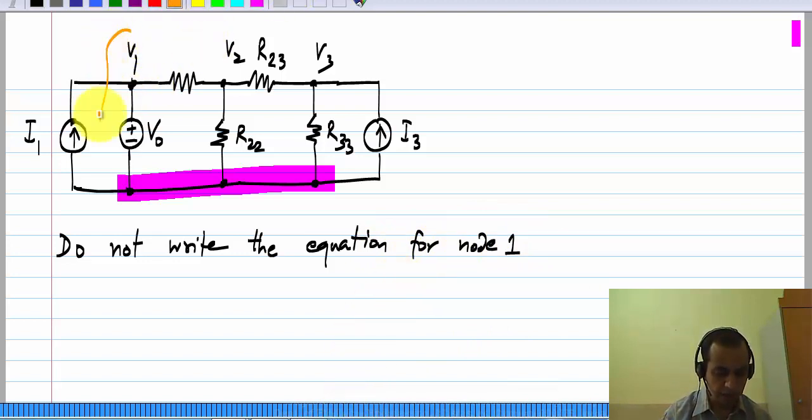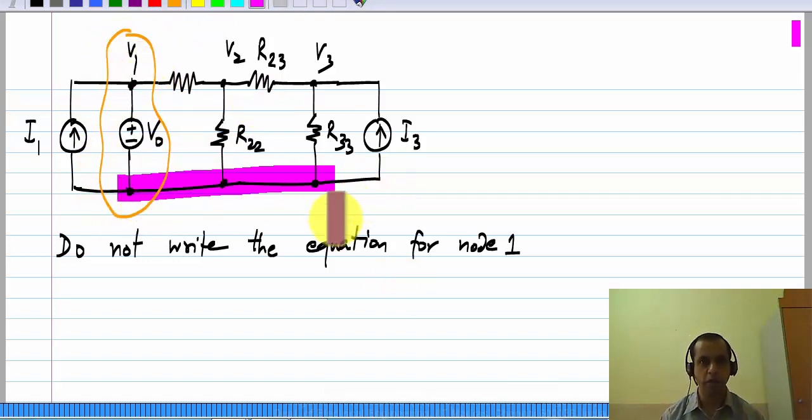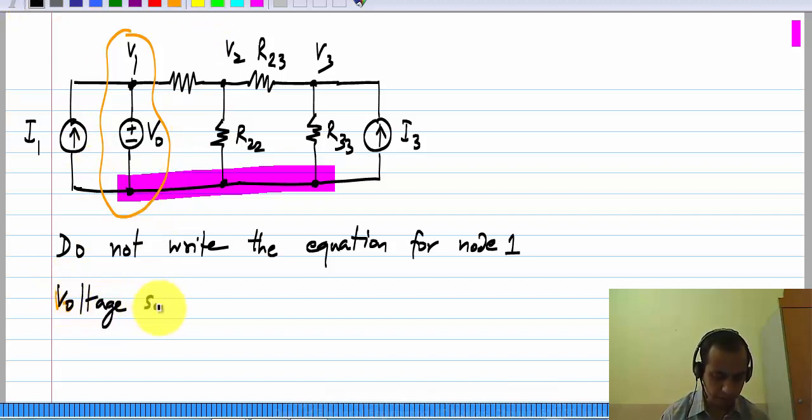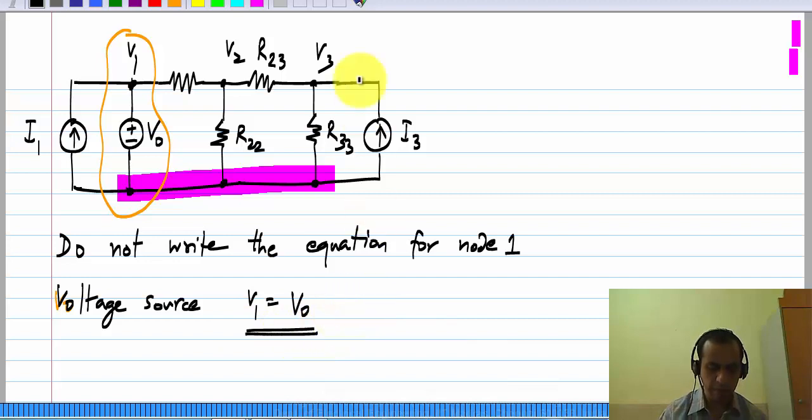Another way to think about it is that you still form a super node, and this super node consists of node 1 and the reference node. And you are not going to write an equation for the reference node anyway, so you don't write an equation for this super node. And the voltage source constraint directly gives you this node voltage. It tells you that V1 equals V0. So essentially this node voltage is already given to you. It is equal to V0 and you don't have to solve for it. So you don't write the equation for node 1 and you just write equations for nodes 2 and 3. So that's all that's there to it.